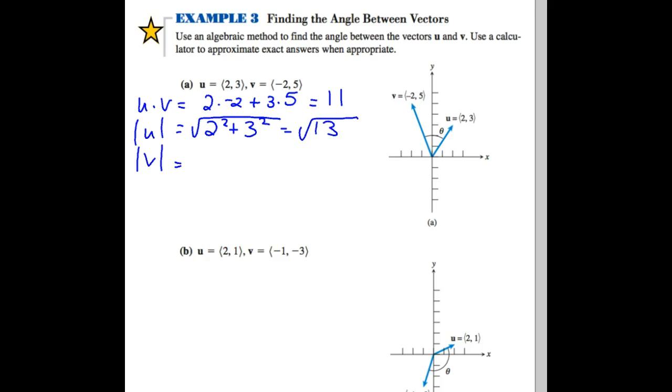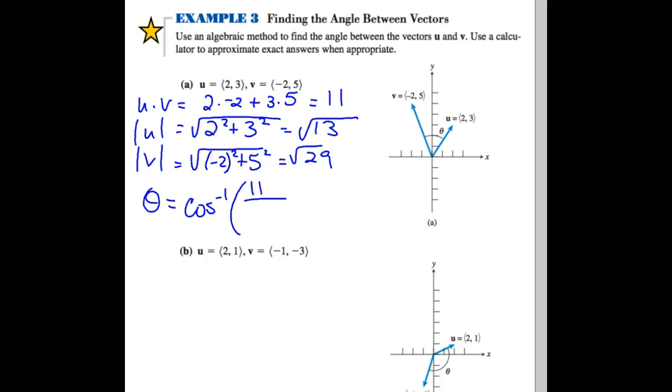And then the magnitude of v, we need to take our first one squared plus our second one squared, add them together, square root it. We get the square root of 29. So we have all the pieces now. The formula said the cosine of theta is the dot product divided by their two magnitudes. So to find theta, we have to do inverse cosine of our dot product divided by the two magnitudes.